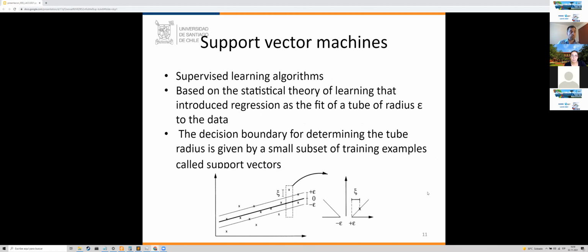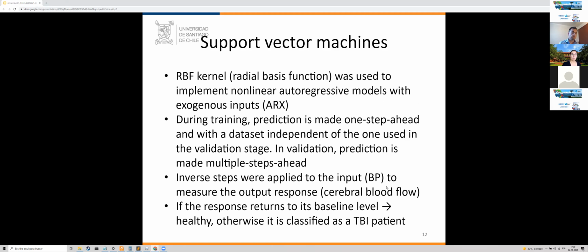Now, regarding our second method from the machine learning paradigm, we based our model on support vector machines, which are a set of supervised learning algorithms based on the statistical theory of learning that introduced regression as a fit of a tube of radius epsilon to the data. The decision boundary to determine the tube radius is given by a small subset of training examples called support vectors. We then use a radial basis function to implement nonlinear autoregressive models with exogenous inputs.